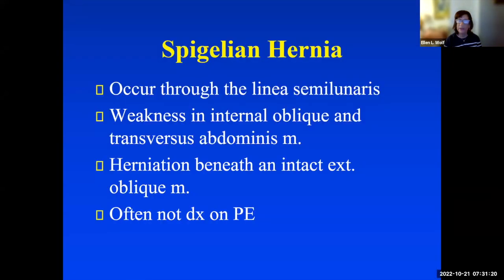Spigelian hernias can be difficult to diagnose clinically. These are hernias that occur through the linea semilunaris, where there's a weakness in the internal oblique and the transversus abdominis muscle. So there's herniation of bowel beneath an intact external oblique muscle. And again, these are often not diagnosed on physical examination.